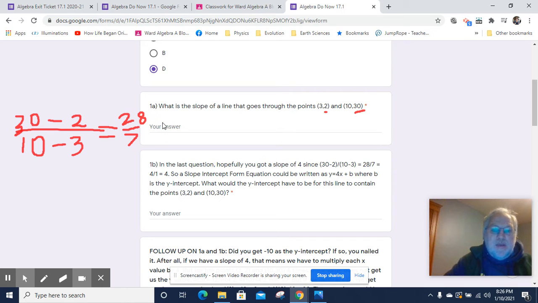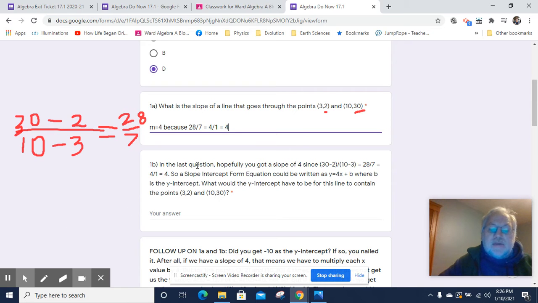So I end up with a slope of 4 because 28 over 7 equals 4 over 1, which equals 4. And it is okay to go ahead and take a 4 over 1 and turn it into 4. In fact, I would recommend it.